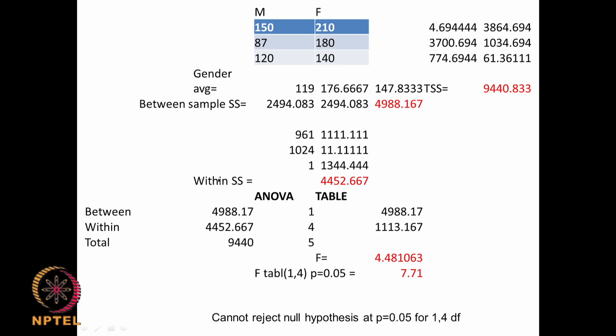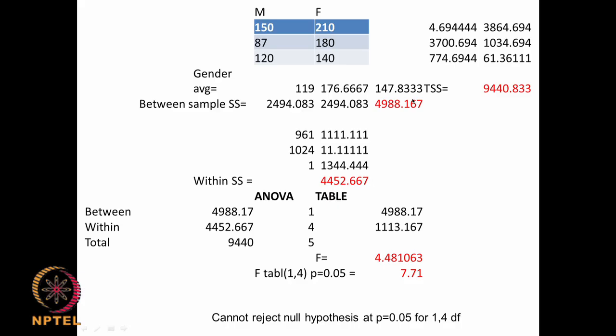Okay. How do you do within sum of squares? So you know the average, you know each value. So 150 minus 119 square, 87 minus 119 square, 120 minus 119 square, 210 minus 176.6, because this is for the female, 210 minus 176.6 square, 180 minus 176.6 square, 140 minus 176.6 square. So if you add up all these, it comes to 4452 point. This is called within. This is an indication of the error.